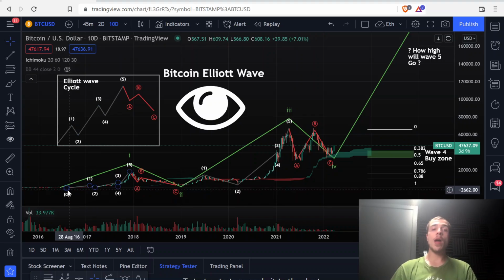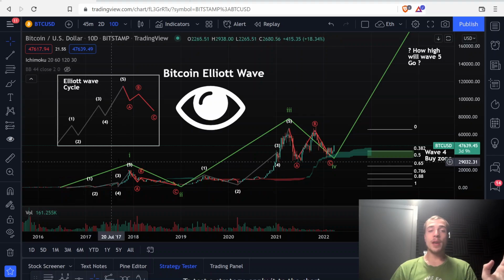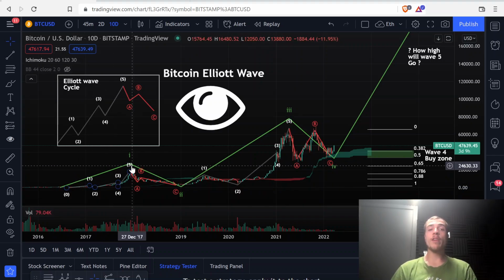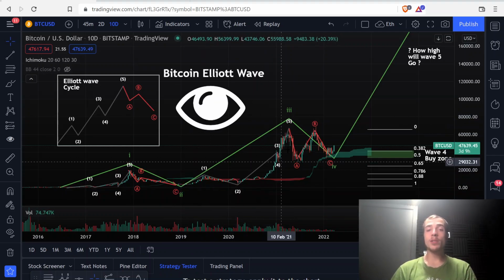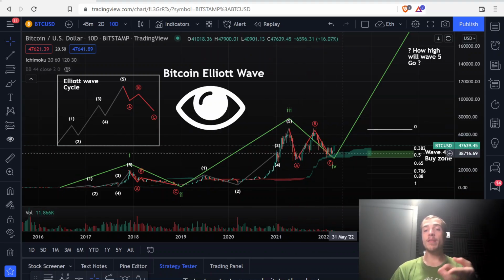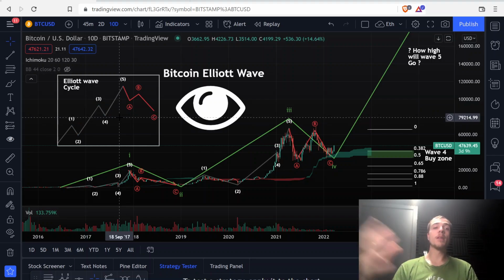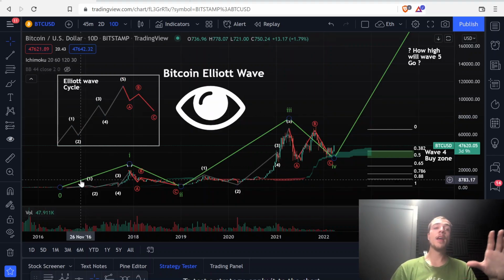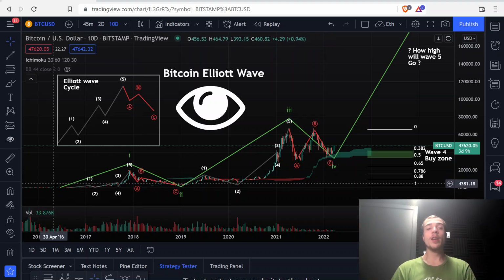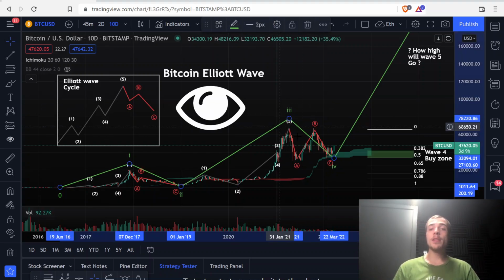So you can see how I have drawn in between 0 up to 1 on the green line. I also have 1, 2, 3, 4, 5, and then ABC down between 1 and 2. And then also you'll see between 2 and 3, we have 1, 2, 3, 4, 5. Between 3 and 4, we have an ABC. So the bigger picture cycle also has smaller Elliott cycles inside of it. We call that a major wave and a subwave. So our major wave is this green Elliott wave in the background, this bigger one.